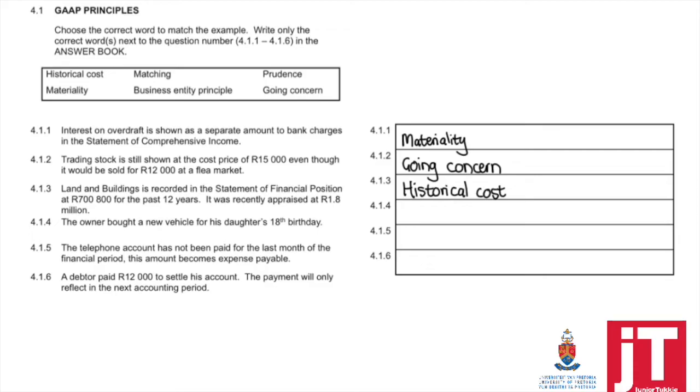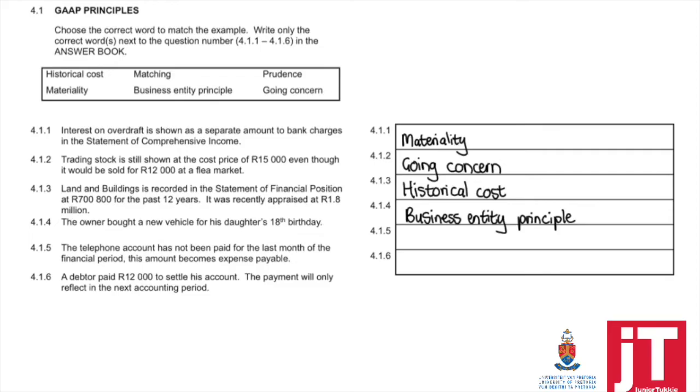Number 4, the owner bought a new vehicle for his daughter's 18th birthday. That is not a business expense. It's not for the business. It's not a business asset. It means that this must be shown as business entity principle because it's a private vehicle that was purchased.